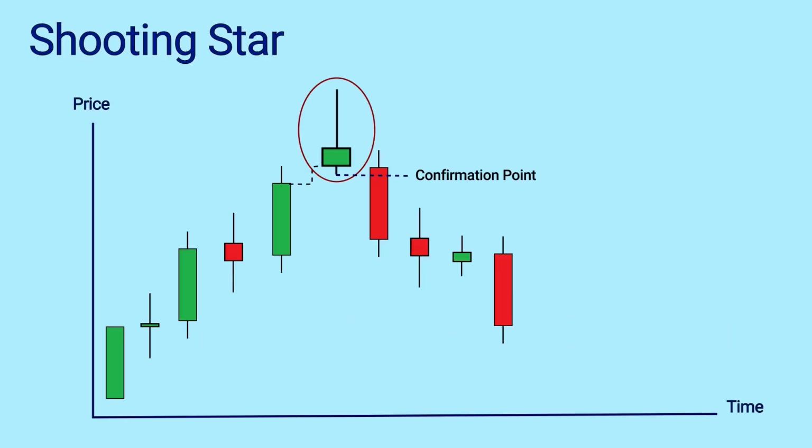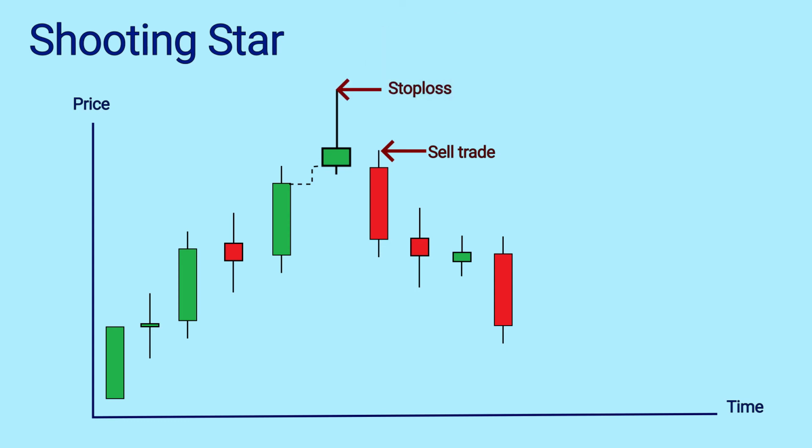The confirmation comes if we find within the next 2-3 candles the price moves below the low of the shooting star candlestick. And in the case of shooting star, if we are able to take a short trade at that point with the stop loss above the high of the shooting star, we can trail the stop loss eventually if the down move unfolds. Now as we have discussed the hammer and the shooting star, let me show you one example each of these candlestick patterns.